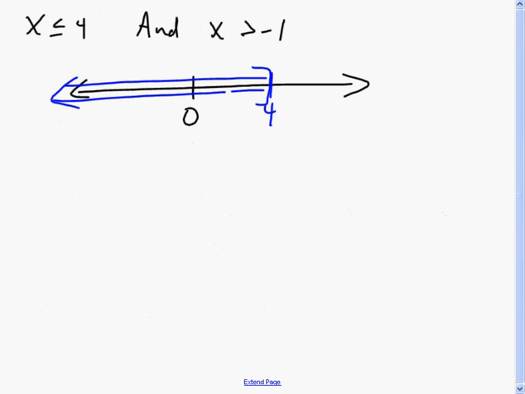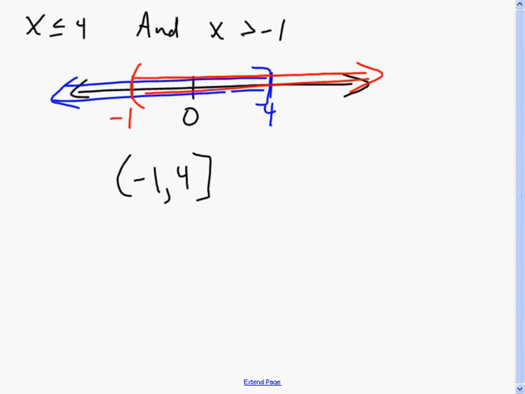And where x is greater than negative 1, we'll do this one in red. So negative 1, open parentheses. And I want everything greater than that, so I'm going to shade back everything to the right. So where I overlap, since I'm doing the intersection, was negative 1 parentheses, 4 with the bracket.